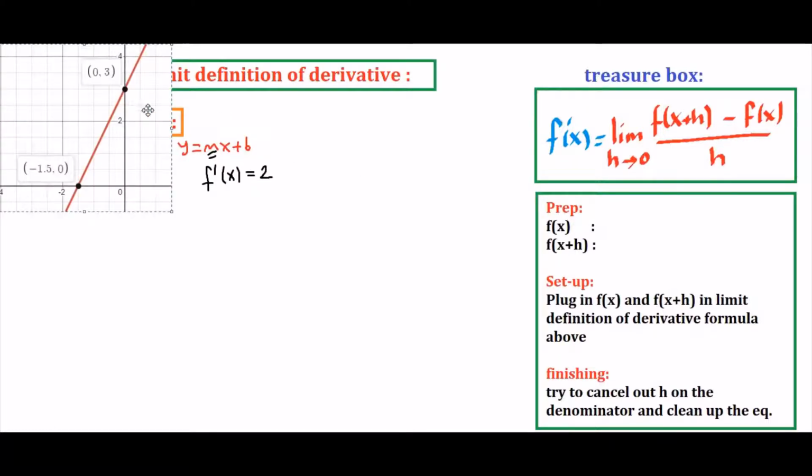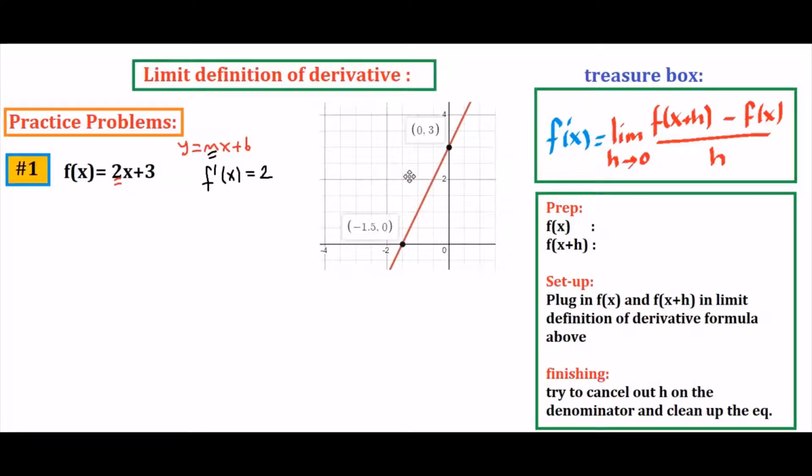Graphically, that means if you pick any 2 points and apply the slope formula, which is delta y over delta x, which is y2 minus y1 over x2 minus x1, you obtain slope as 2 for this specific function. Now we're going to do the limit definition of derivative. So our prep is f of x and f of x plus h. So f of x is given already. It is 2x plus 3, our original problem.